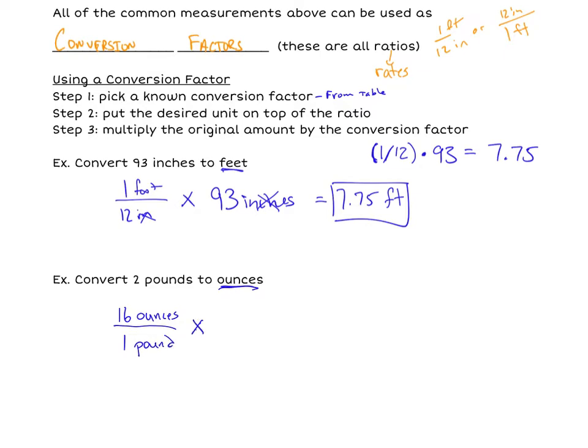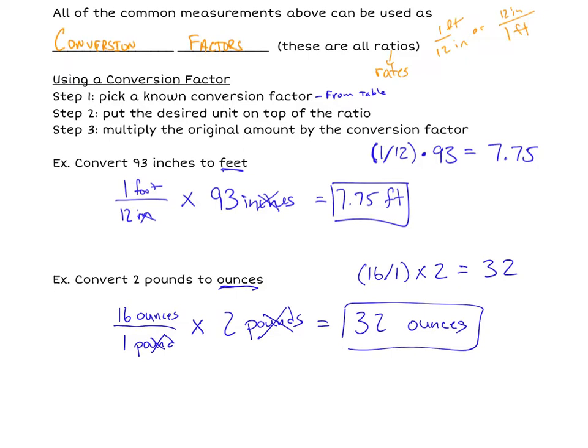And I'm going to say times my original amount, which is 2 pounds. So I have pounds on the bottom and pounds when I multiply, so they cancel. So my answer is going to have ounces as units. So again, in your calculator, 16 divided by 1 times 2, and your calculator should spit out the number 32. So we have 32 ounces.